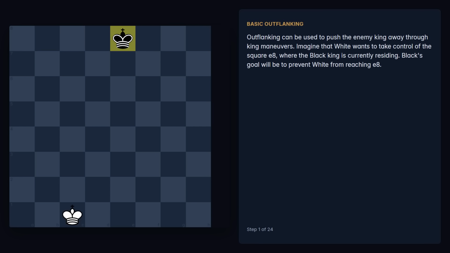Outflanking can be used to push the enemy king away through king maneuvers. Imagine that white wants to take control of the square e8, where the black king is currently residing. Black's goal will be to prevent white from reaching e8.